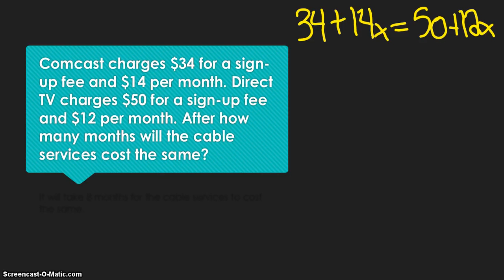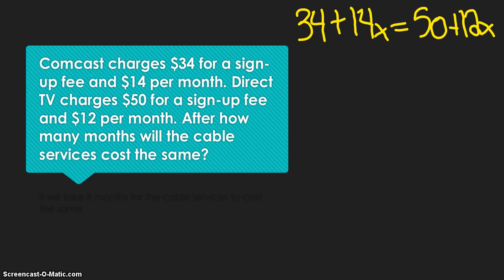Now, if you're wondering how we got those numbers, it's because the numbers are all in the problem. It says Comcast charges $34 for a sign-up fee. That's just the first fee. We're not adding anything else to it. That was just the first time thing. So that's our constant, 34. And then it says, and 14 per month. We don't know how many months there will be, so all we can write is 14x because we don't know that.